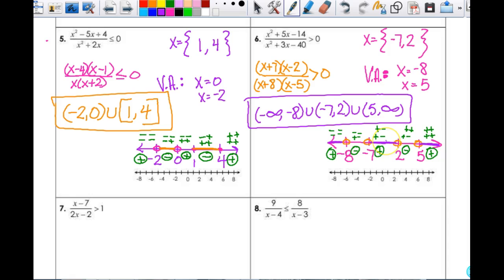Okay, so I picked a 0. So it was +7, -2, +7, -5. Negative and negative is positive. Does that make sense? Okay. No, ask me a question.